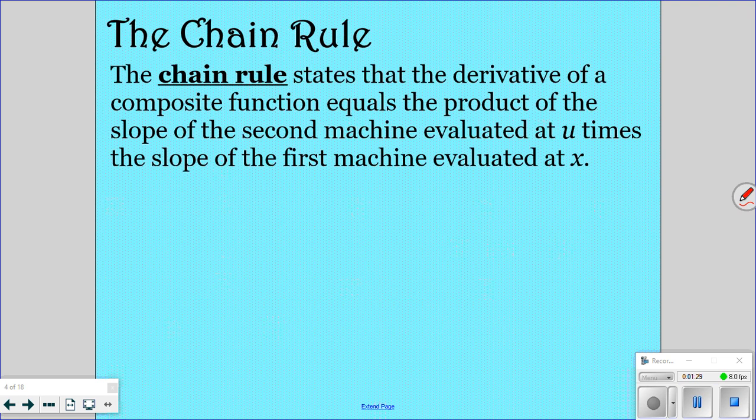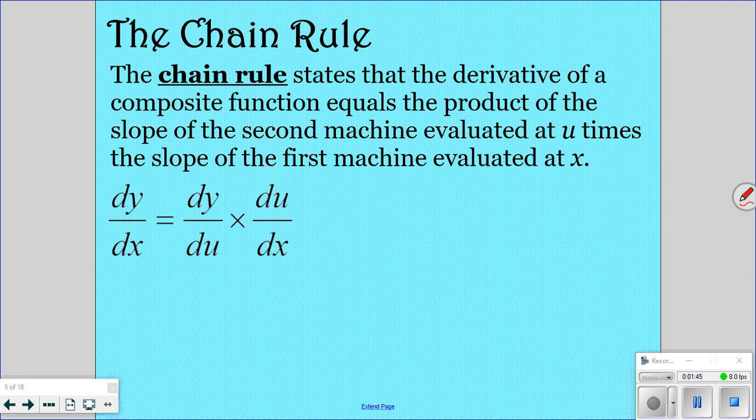So chain rule states that the derivative of a composite function equals the product of the derivative of the second machine evaluated at u times the slope of the first machine evaluated at x. And all of that is probably like, what does that mean? Basically, dy over dx can be written as dy over du times du over dx. Your du's cancel, and so you just have dy over dx.